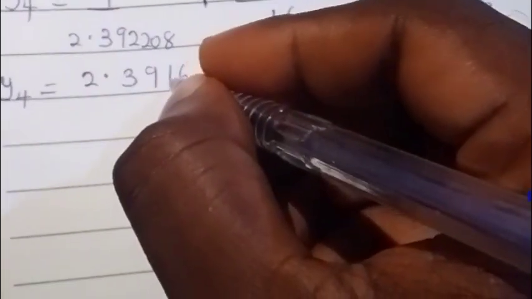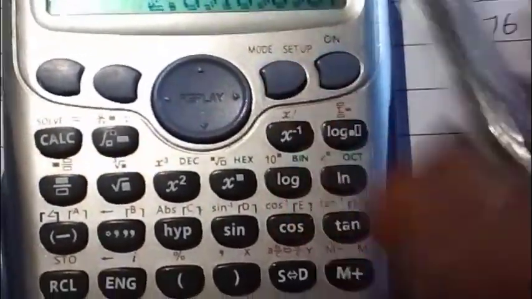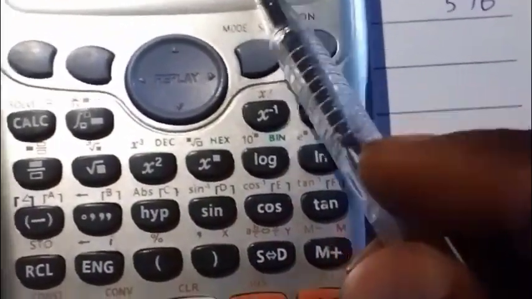2.391697, to 6 decimal places. This is not from my head, definitely it's from the calculator. Yeah, 1 2 3 4 5 6 decimal places. We have 9, which approximates to, you round up by adding 1 here, so you have 7. All right, so this is our y sub 4 and this is our result after the fourth iteration.